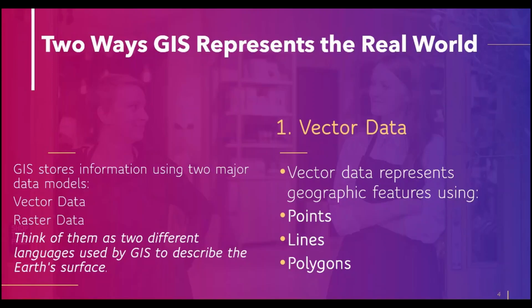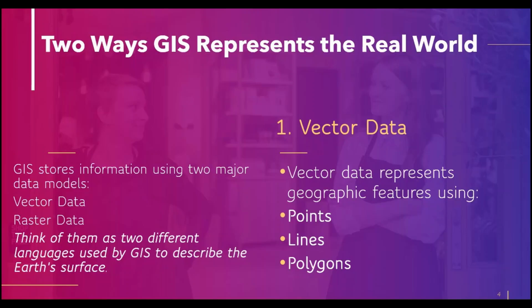GIS stores information using two major data models. One of the data models is the vector data, and the second is the raster data. So think of it as two different languages used to describe the Earth's surface. Like GIS has two languages with which it describes the Earth's surface. Just think of it that way.